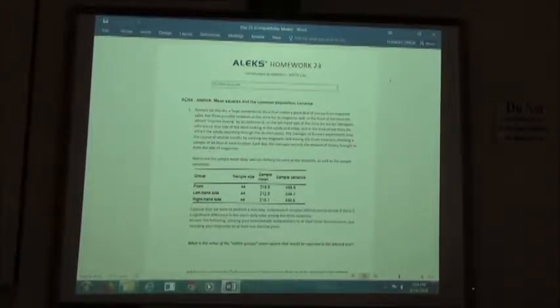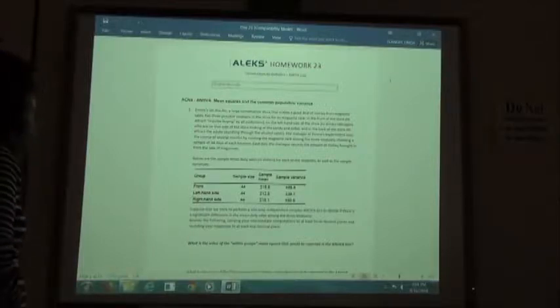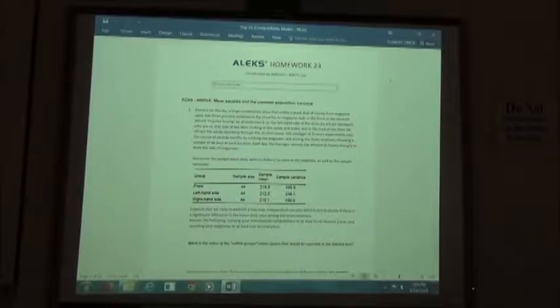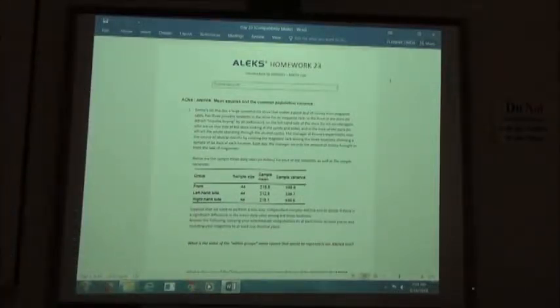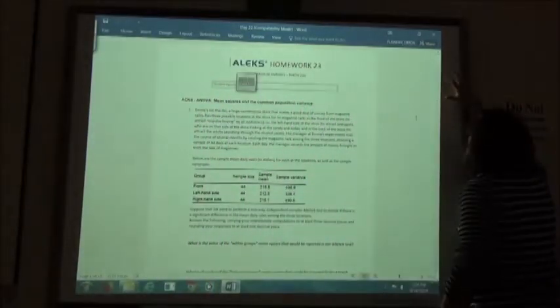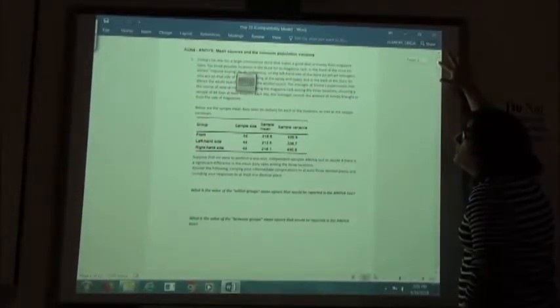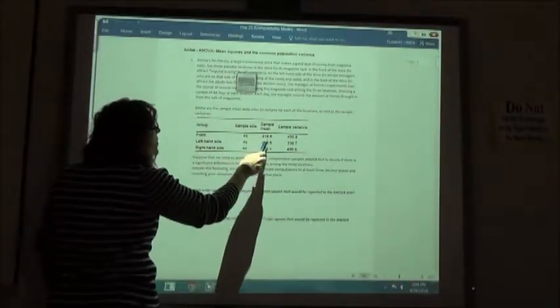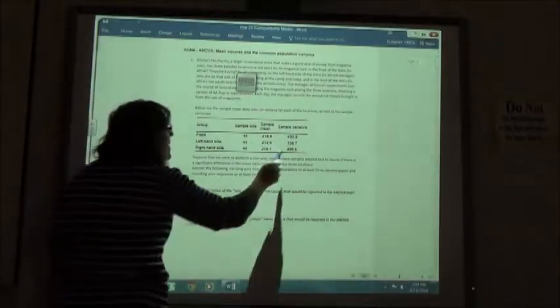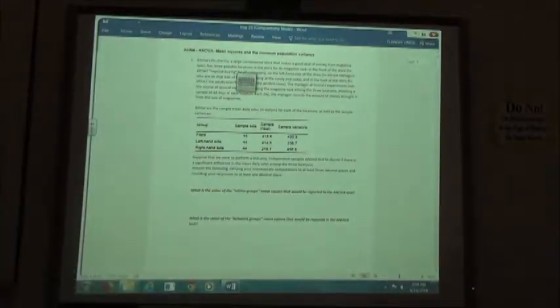The manager at Emma's experiments over the course of several months by rotating the magazine rack among the 3 locations, choosing a sample of 44 days at each location. Each day the manager records the amount of money brought in from the sales of the magazine. Following are the sample mean daily sales in dollars for each of the locations as well as the sample variances. I'm going to move my table up a bit so that we can see what's down there. There we go. So, front of the store, sample size was 44, sample mean 218.8, sample variance 495.9, and so forth.